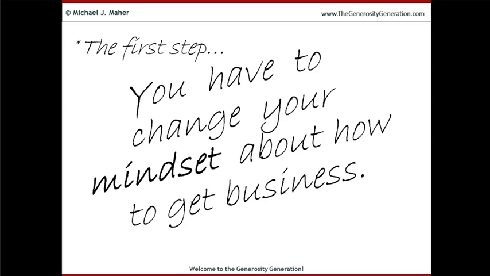And that's what you really want. It's not a 180-degree turn. It's just a 1-degree tweak. So the first step is change your mindset about how to get business.